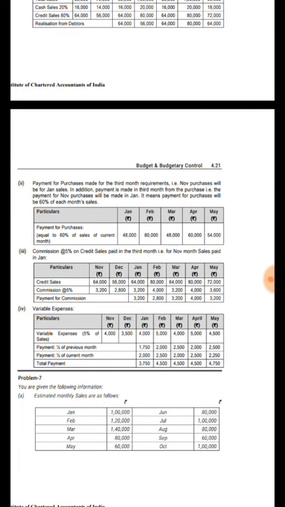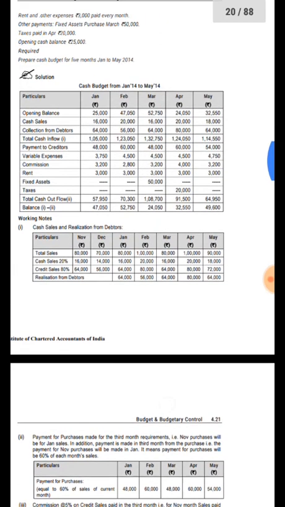What it is saying: payment of half of the previous month, so half of December, half of 3,500, 1,750, then half of the current month, means half of 4,000. Okay, that is the total payment of the current month. So like that you will calculate for everything. We will get the variable expenses. Okay, variable expenses we got.